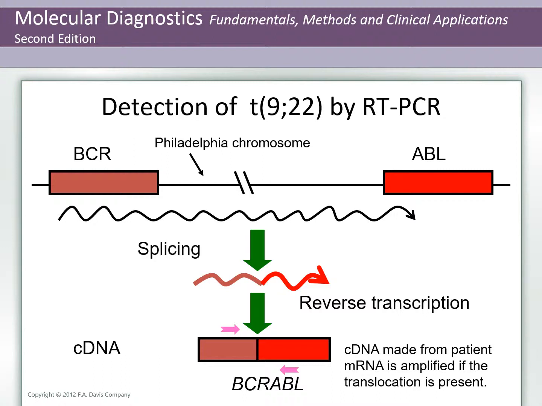The same rationale described for the T14;18 translocation detection by PCR is used for the translocation of 9 and 22 chromosomes. That is, the forward primers are designed to hybridize to the BCR gene on chromosome 22 and reverse primers to chromosome 9 in the c-ABL gene. A product will result only if the two genes are joined by the translocation.